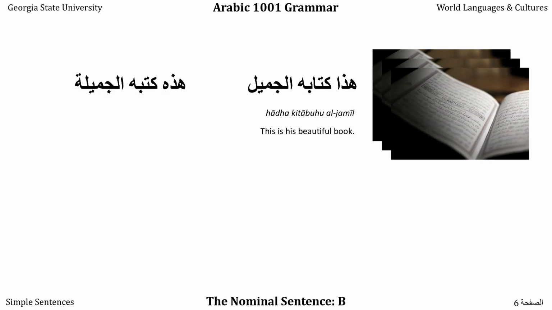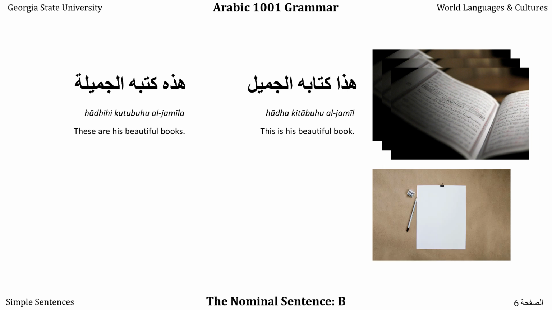If we're going to make them plural, we're going to change hadha to hadihi because non-human plural is feminine singular. We're going to change kitabuhu to kutubuhu, his books, not his book. And we're going to change jamil to jamila, again because non-human plural is feminine singular. But we have to add the alif lam to jamila in order to make it agree with kutubuhu. These are his beautiful books. Let's look at a page.